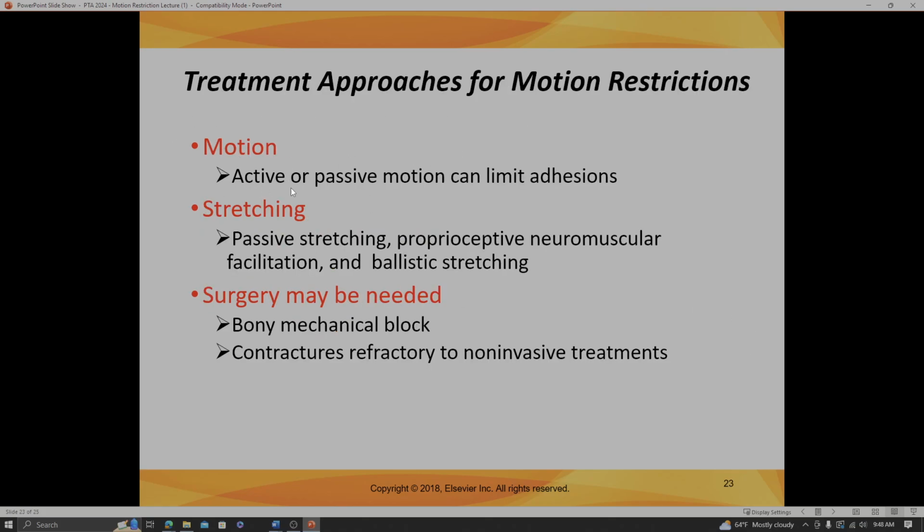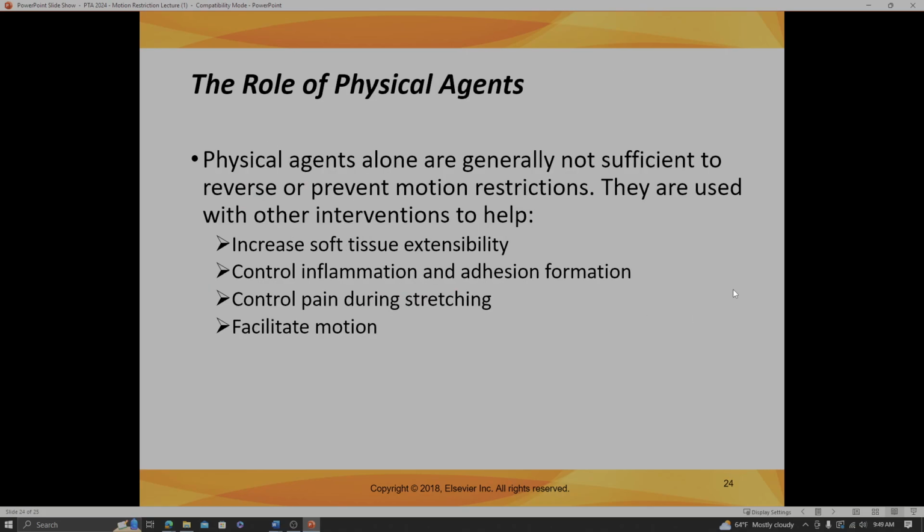Motion, active or passive, can limit adhesions. So this is how we're going to treat our motion restrictions. How do you treat a motion restriction? Well, you move the thing. You move it. So we're going to do range of motion, which is just one thing we'll talk about moving forward. We'll also implement stretching patterns. Passive stretching, we can use PNF like we've seen before and I showed you in lab, or ballistic stretching, or surgery might be needed if you've got something like a bony mechanical block, like a bone spur that we're not going to be able to impact, or contractures not responding to treatment.